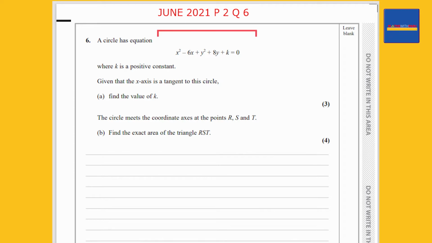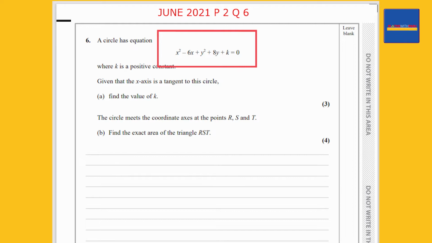Now, they have given us an equation of the circle, x squared minus 6x plus y squared plus 8y plus k equals 0. And they say k is a positive constant. They also say that the x-axis is a tangent to this circle. Now let's go ahead and try to find the center coordinates of the circle and the radius.